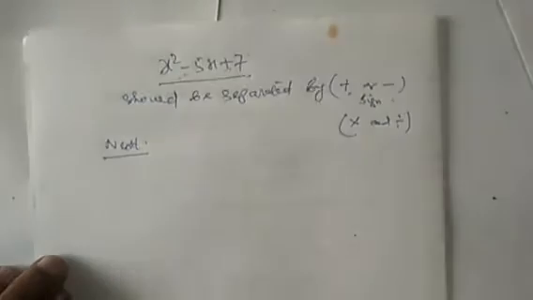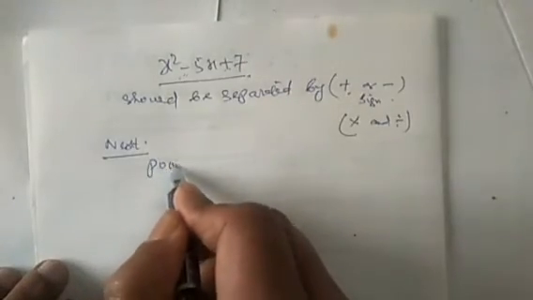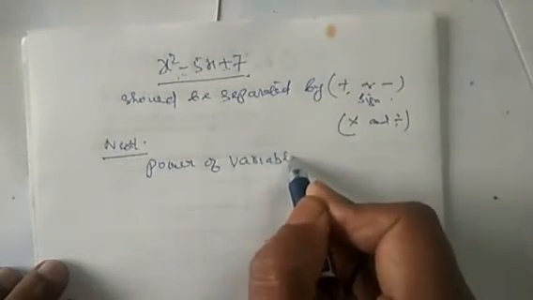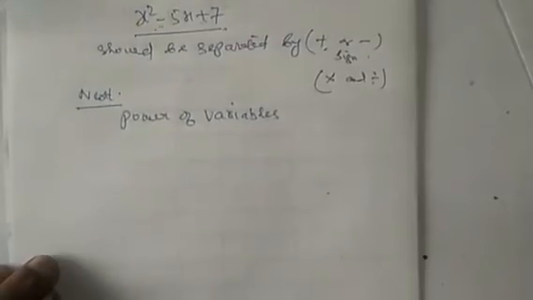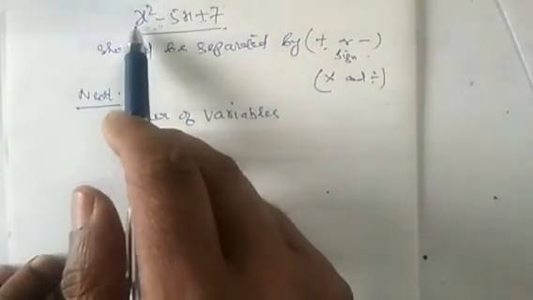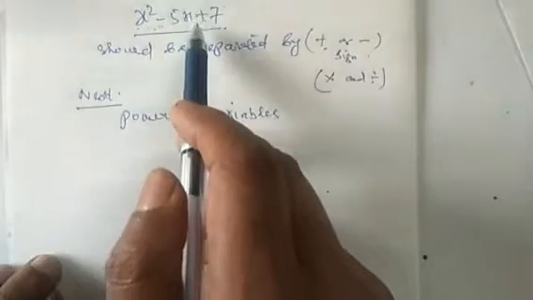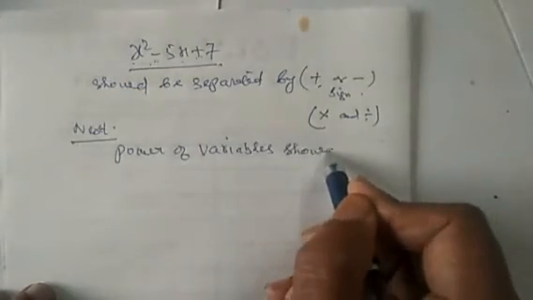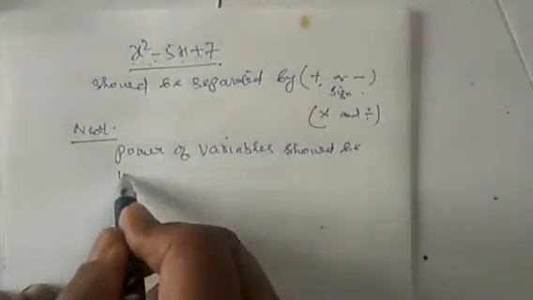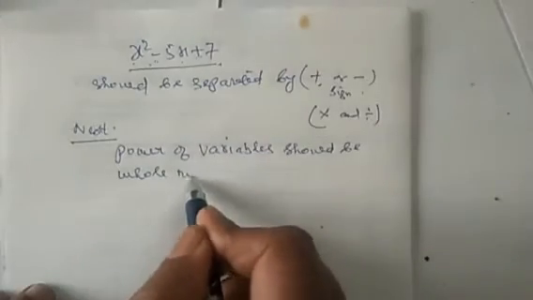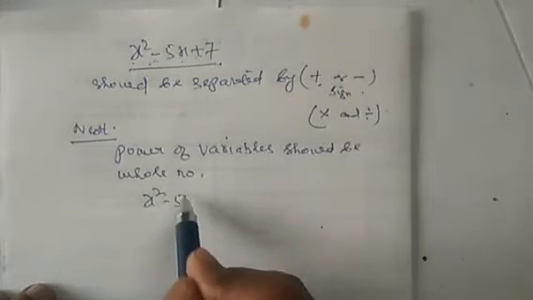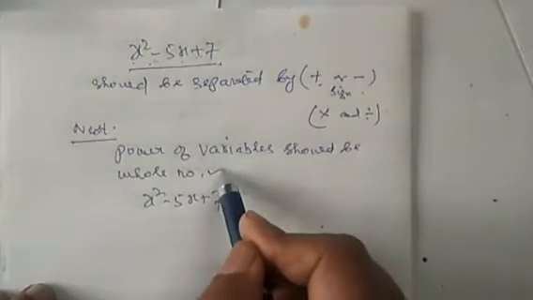Next is very important, power of variables. Keep in mind, power of variables. What are the variables? Like x, y, z. Then the power of variables should be a whole number. Again, in this equation, x square minus 5x plus 7, the powers should be whole numbers.